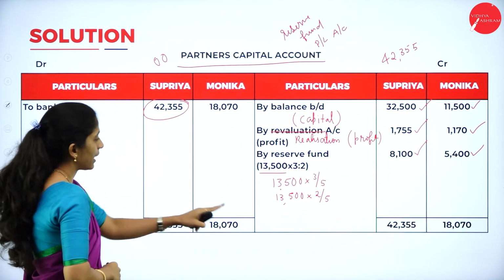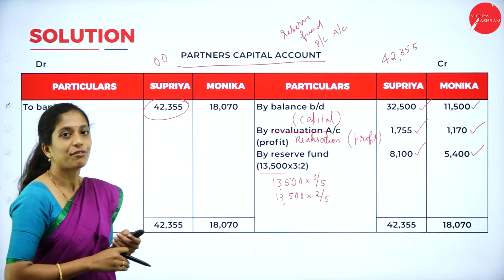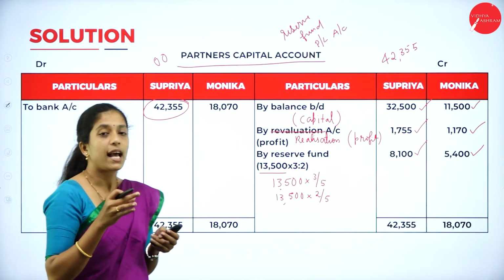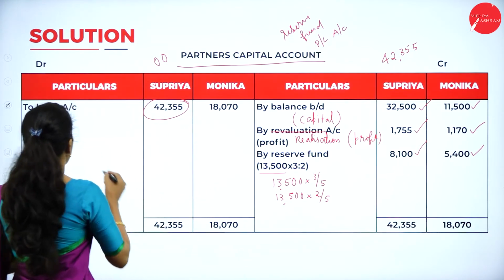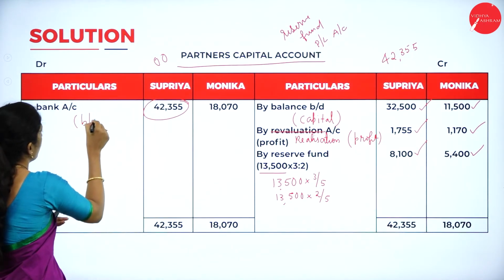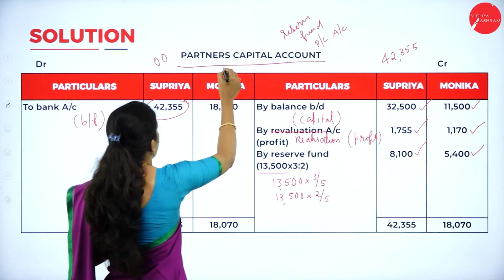42,355. So we'll write both the side and write the balancing figure 42,355. And this amount has to be transferred to bank account. Clear? So this is what? It is balancing figure. Now coming to Monica. Monica also here it is 0.